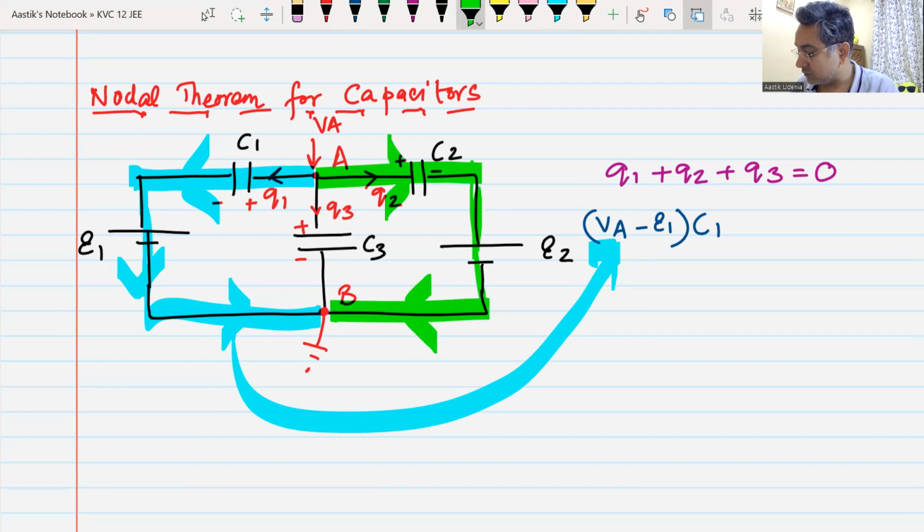this path, the green path, will give you the value of Q2. Can I hope that you can give me the value of Q2? It is (VA minus E2) into C2.